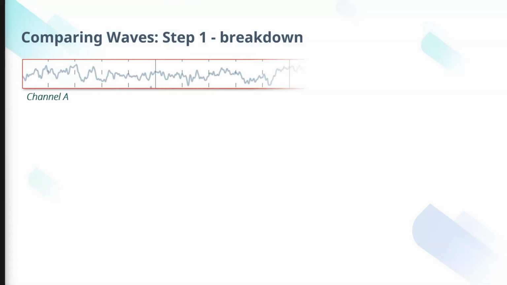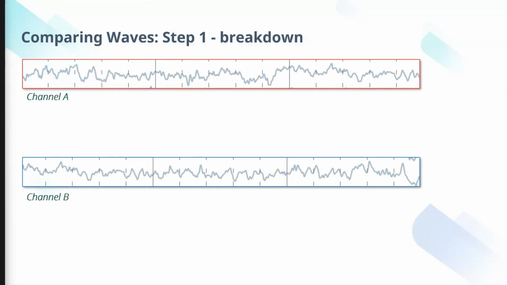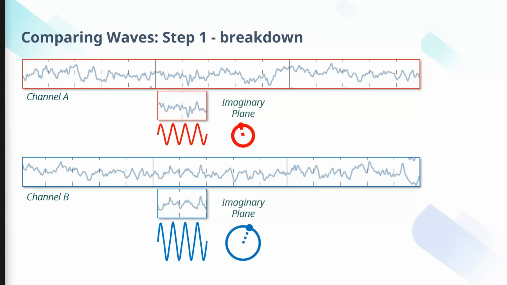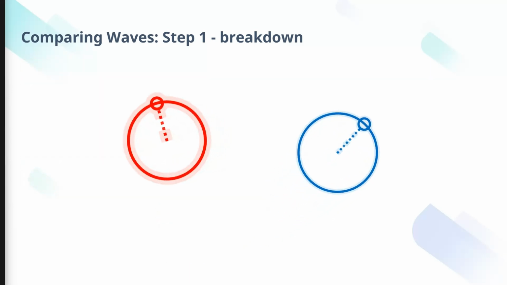So, step 1, we're breaking down the two waves being compared, channel A and channel B. We're going to find one single epoch and extract it from the data, the same time point for both. Then we do our Fourier analysis to extract, for our examples here, we're going to say alpha waves. And then we convert that wave into the imaginary plane. We still get the phase, we still get the amplitude, and we know they're both alpha, so we don't really care about what the frequency is.